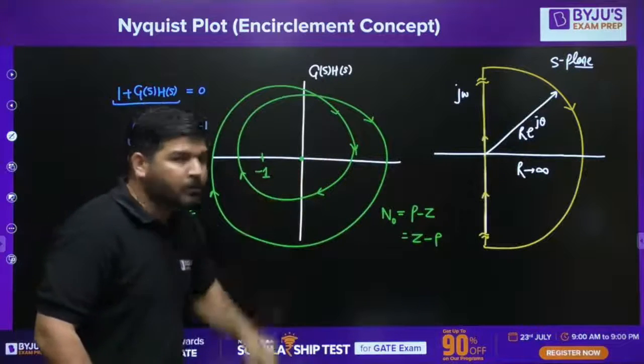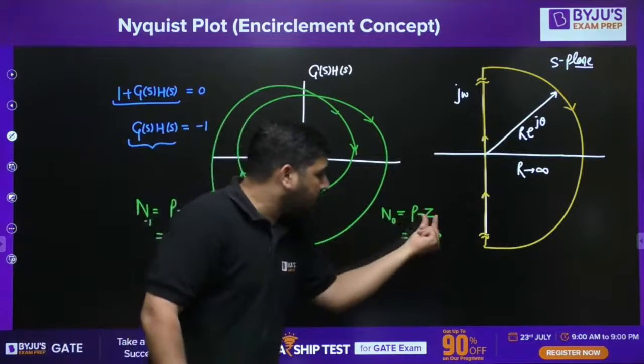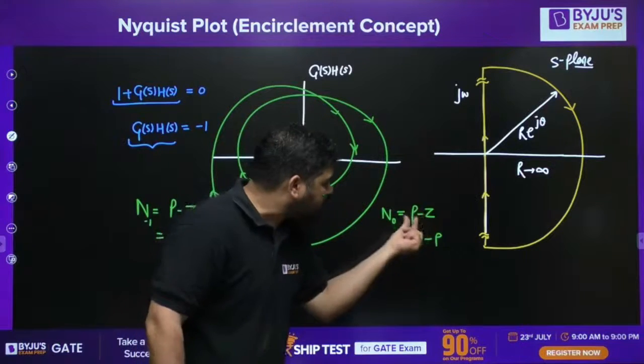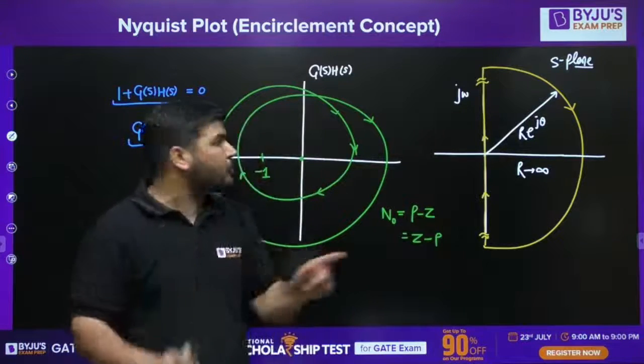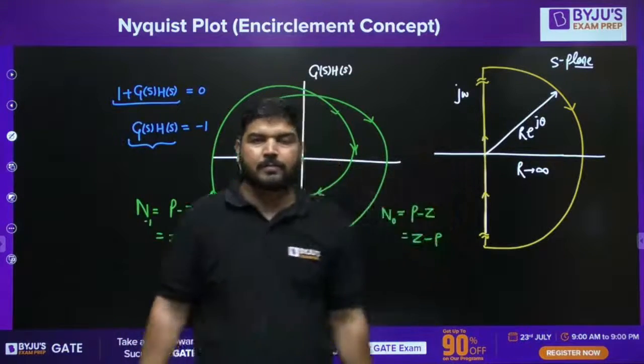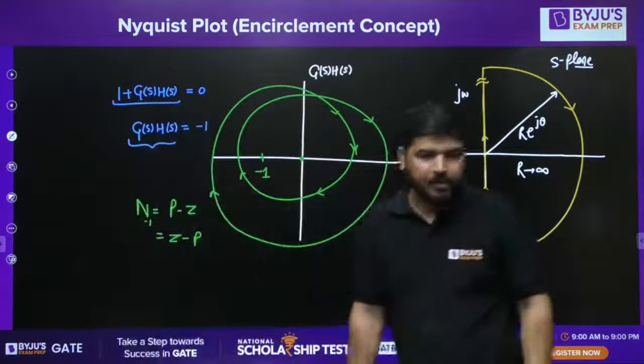If you are looking at the encirclement of origin, that encirclement will be N naught. It is equal to P minus Z or Z minus P. Here P and Z are the poles and zeros of G(s)H(s) inside this contour. It has to be very clear.